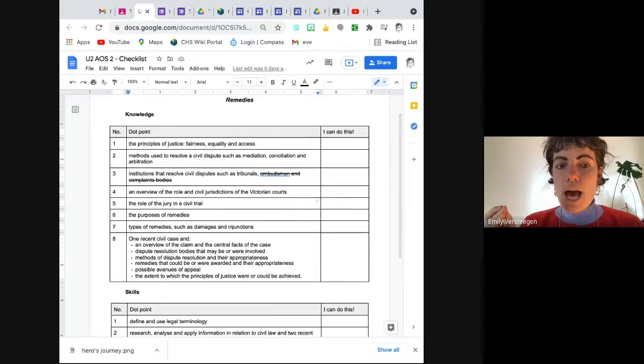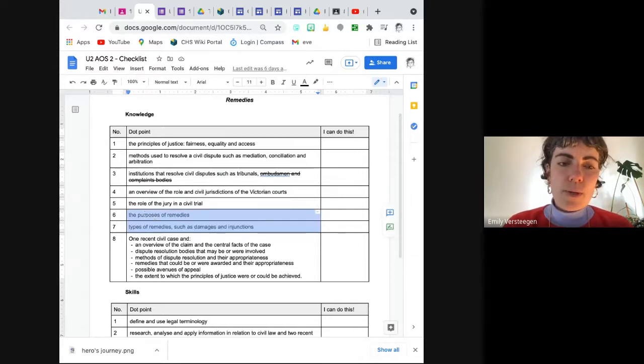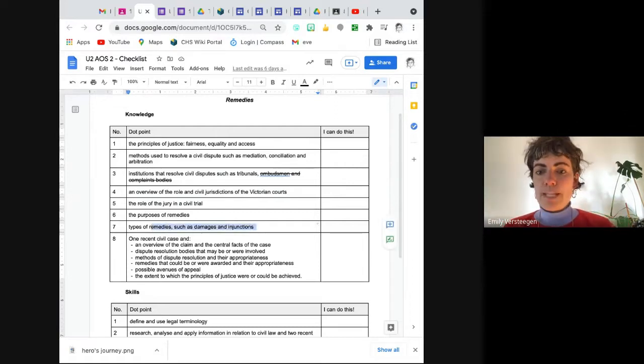Injunctions, their purpose is to either stop the defendant doing something or to compel the defendant to do something to remedy the harm that they've done or to prevent them from continuing to do harm into the future. Again, not sure why these dot points aren't flipped around but whatever. So then you do need to know what the types of remedies are.